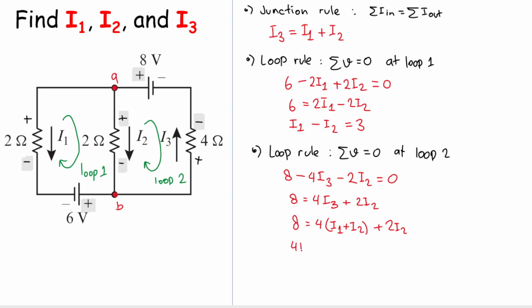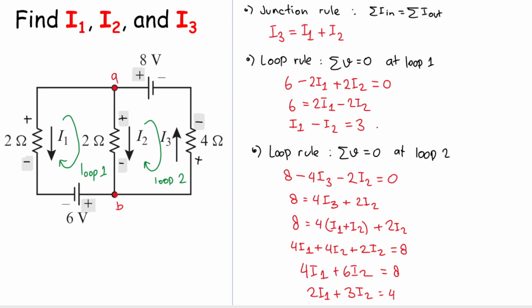So we'll have 4I1 plus 4I2 plus 2I2. And I just write this 8 to the right hand side like this. Good. And then 4 plus 2 is 6. So we will have 4I1 plus 6I2, and that will equal 8. Or we will have 2I1 and then plus 3I2, that will equal 4.